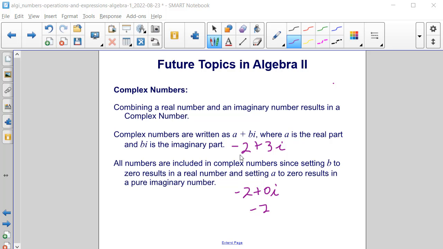Similarly, if instead of having negative 2 plus 3i, we had 0 plus 3i, it simplifies to just 3i, which is a pure imaginary number. And again, these are more topics for Algebra 2. We're mentioning them here for completeness so that you can see our entire number system from complex numbers to where we started, our natural numbers.